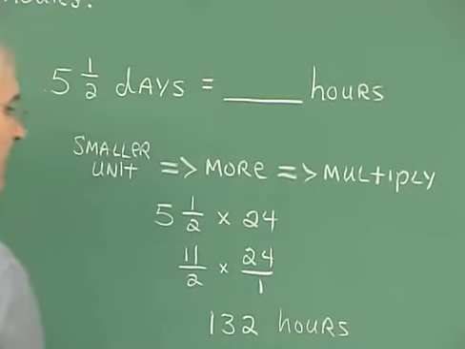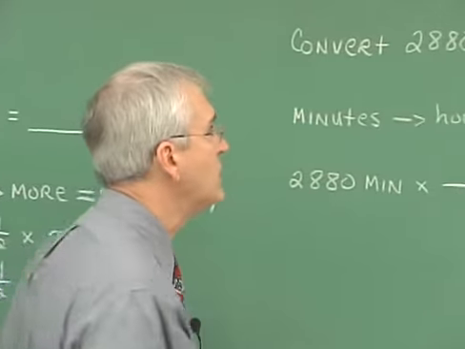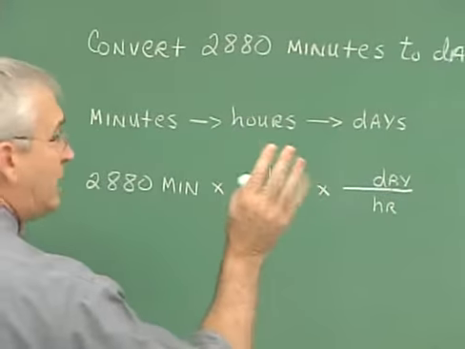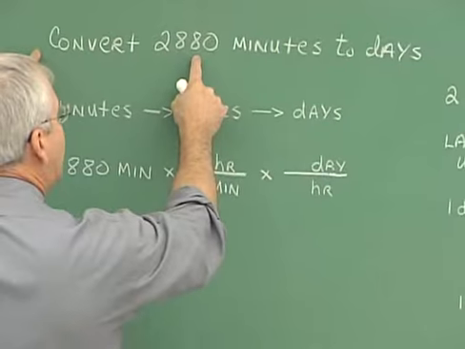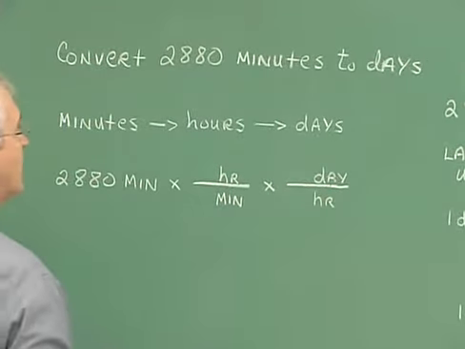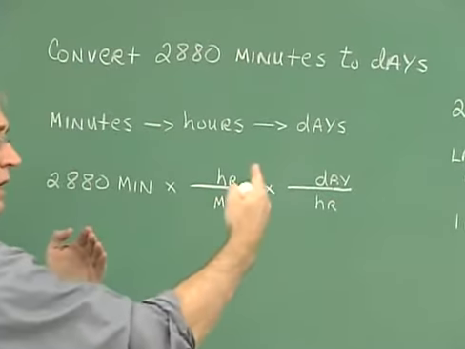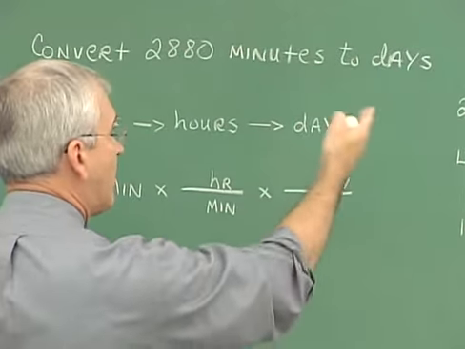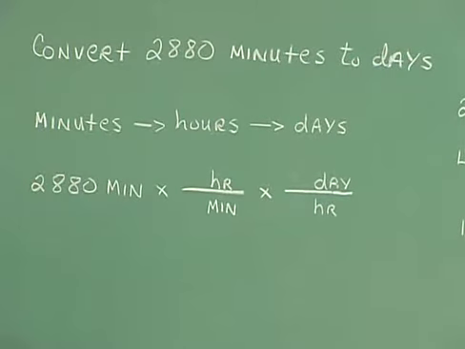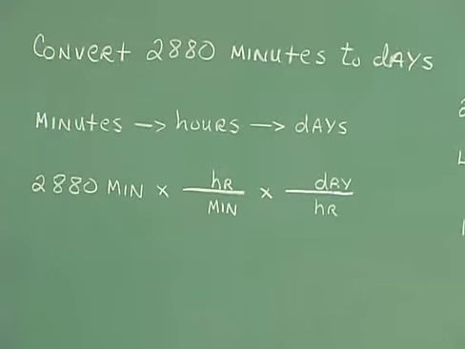for 5.5 days. Here's another one, and this one is a little more imposing. Let's take a look at it. We want to convert 2,880 minutes into days. And the challenge here is the idea that we don't know how many minutes there are in 1 day. We don't have a simple conversion for the number of minutes in a day. We know about hours in a day, and we know about minutes in hours, but we don't know about minutes in days. Now, once again, there are a couple of ways of approaching the idea.